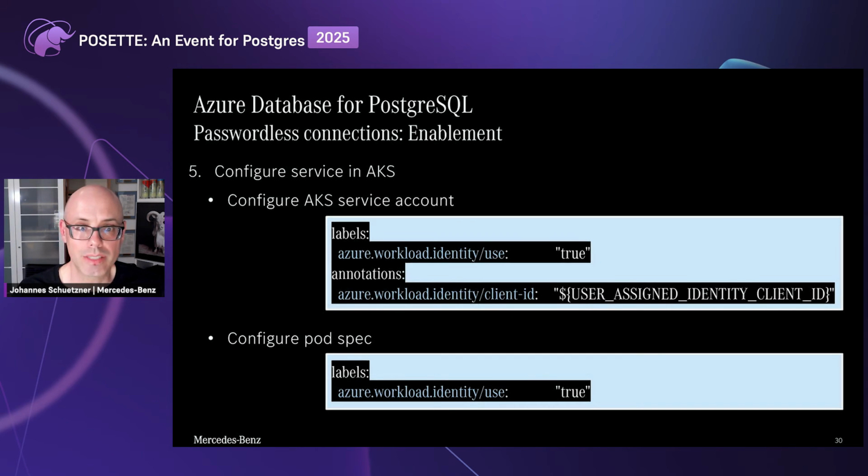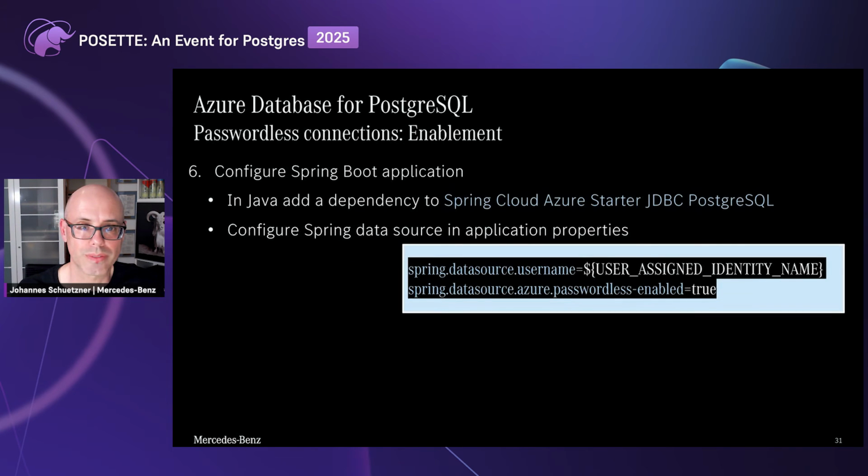Then we need to enable the managed identity or workload identity also for your specific service account and pod. There's a parameter called Azure workload identity use. For the service account and the pod spec, you would have to set it. What is also key, there's one annotation where you specify the client ID of the managed identity. So this combination is then fixed, from the managed identity with your service.